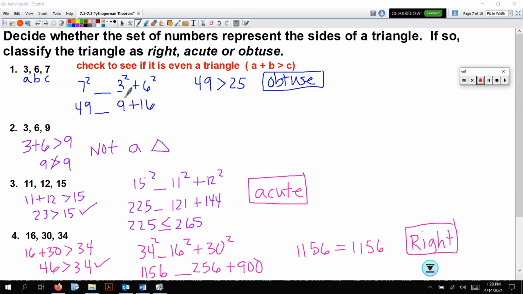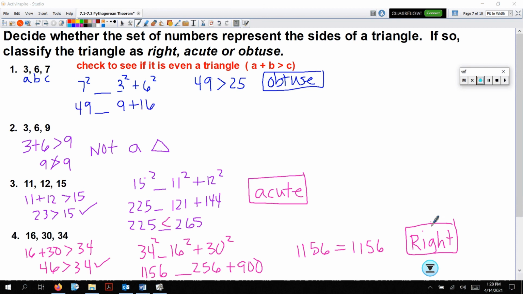All right. Okay, so first, number 2 was not even a triangle. So if it's not even a triangle, don't even worry about it. It's not even worth your time. Okay, number 3 turned out to be a triangle, so I went ahead and compared c squared to a squared plus b squared, and I got that it was acute. The c squared was less than. Number 14, c squared was equal to a squared plus b squared, so that was right. So if you got the same answers, hooray!